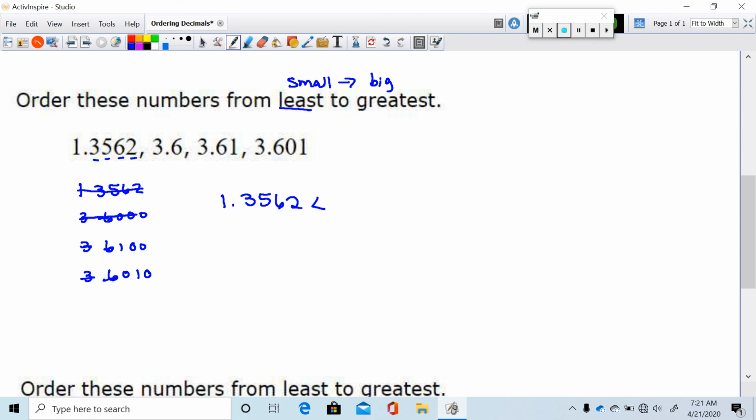So the second number on the list, 3.6, comes next. Out of 110, 10 is smaller, so that's the last number on the list, 3.601. And so that means the third number on the list is the largest, 3.61. Sorry about that.